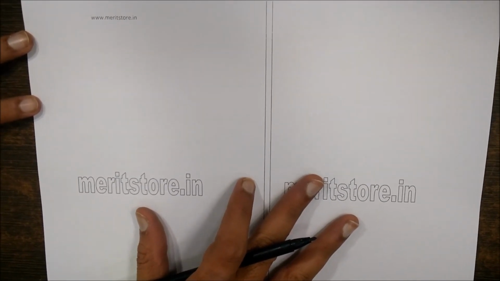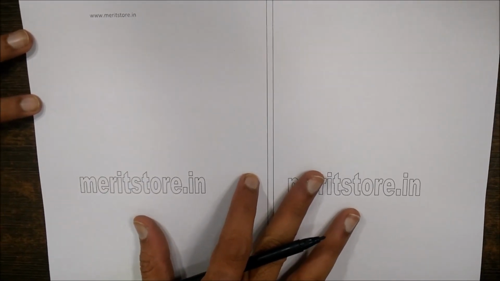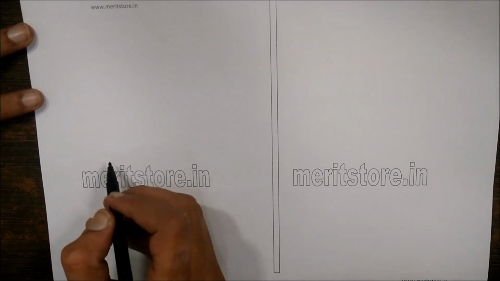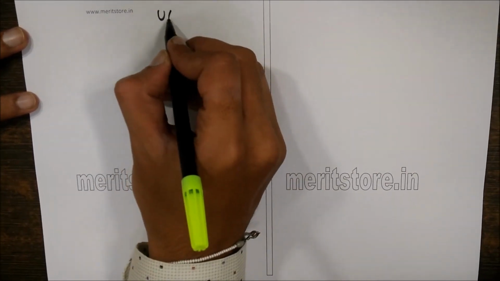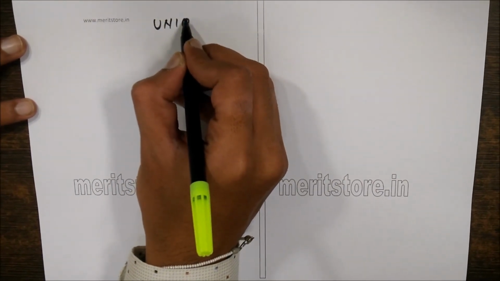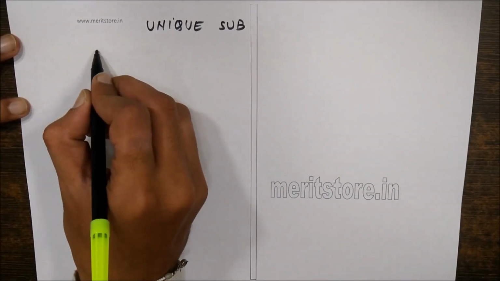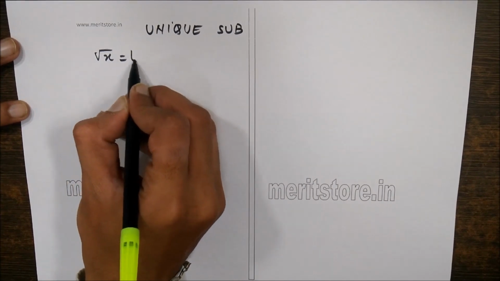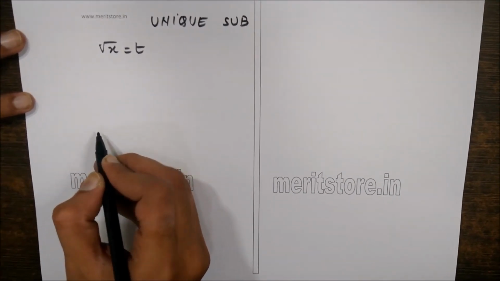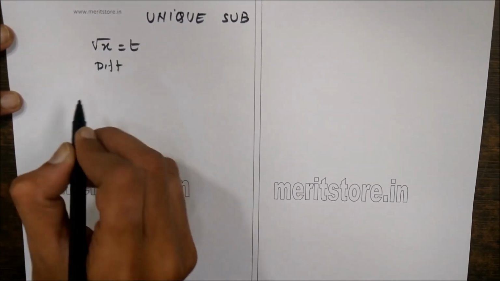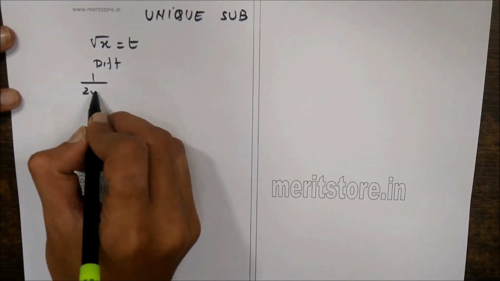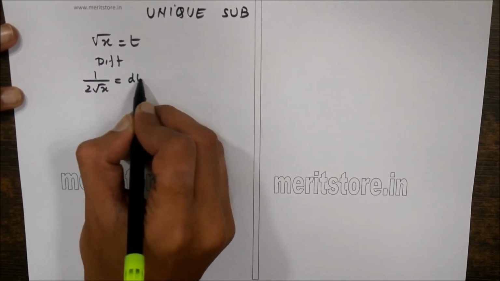Now we are going to learn about some very unique substitutions which will be helpful in the coming types. The first unique substitution would be root x equal to t. Whenever I substitute root x equal to t and differentiate, at the next step my answer is 1 upon 2 root x equal to dt by dx.